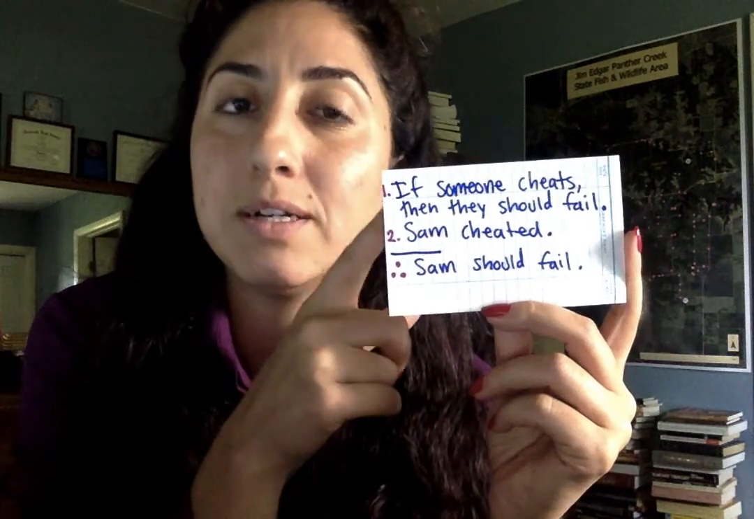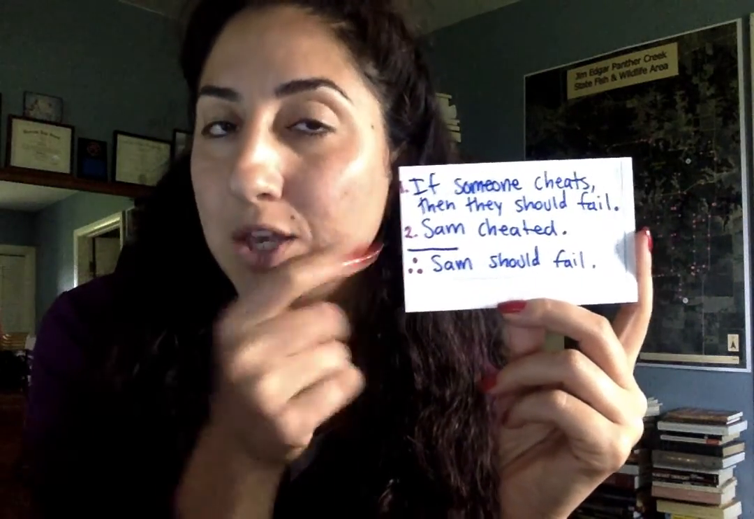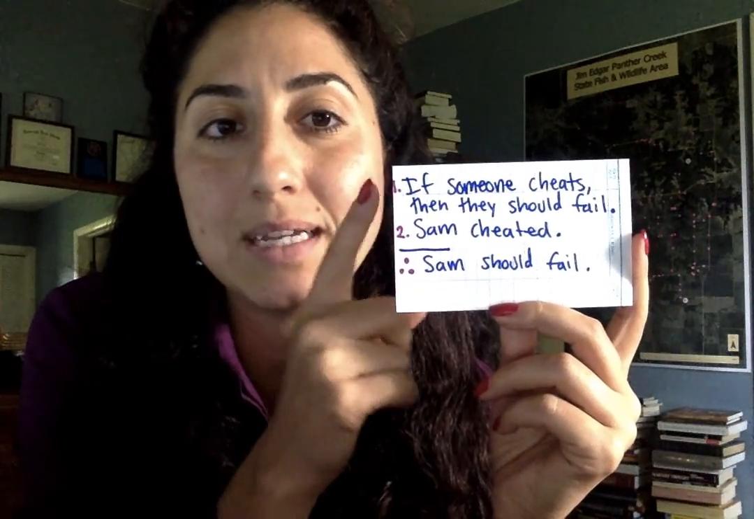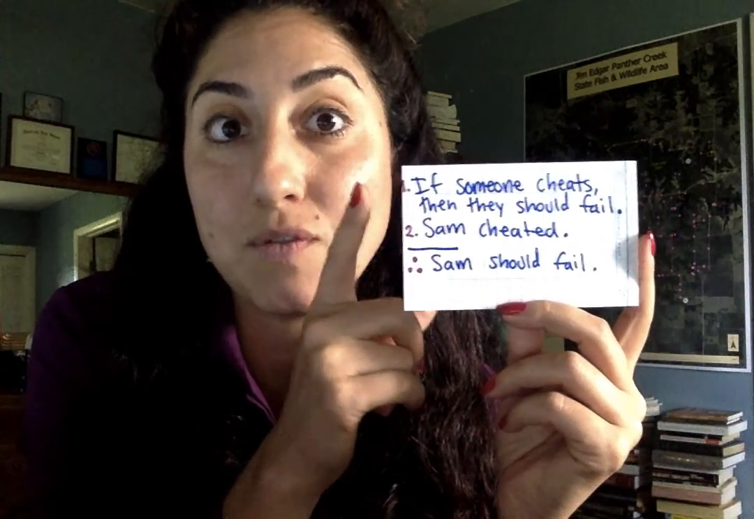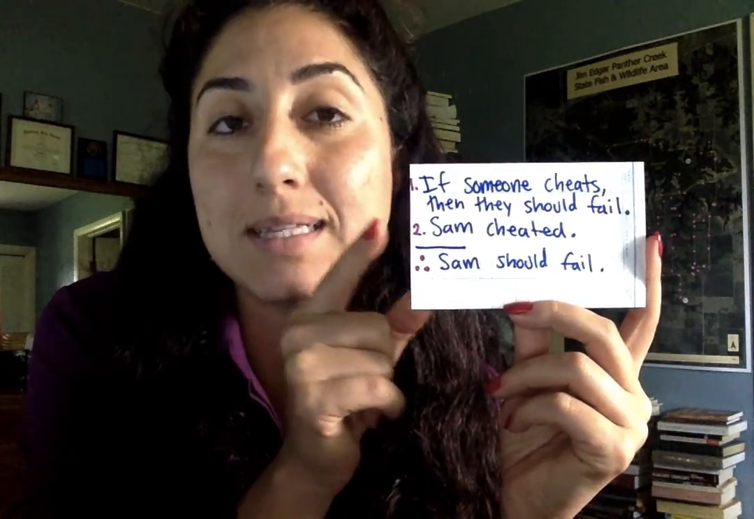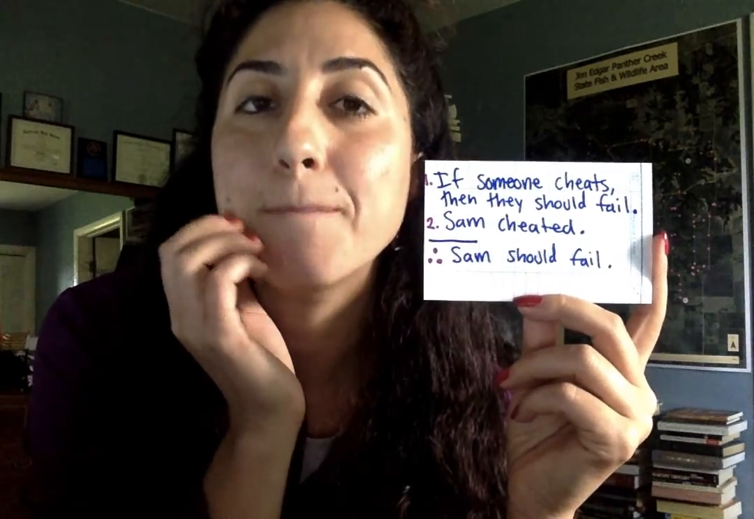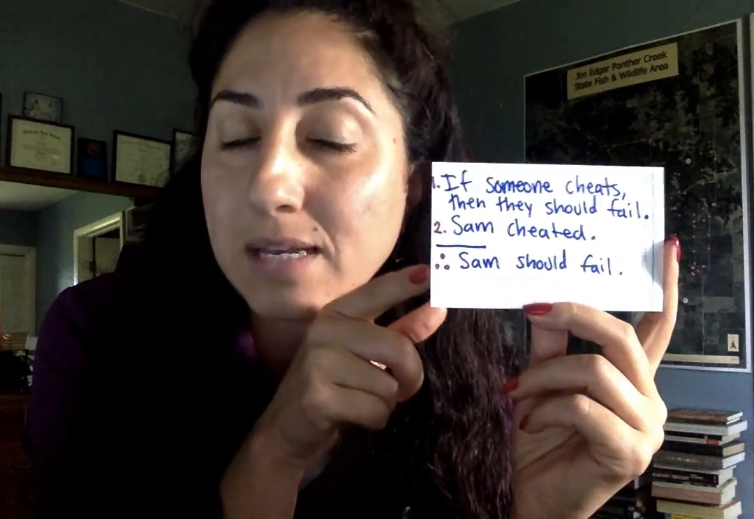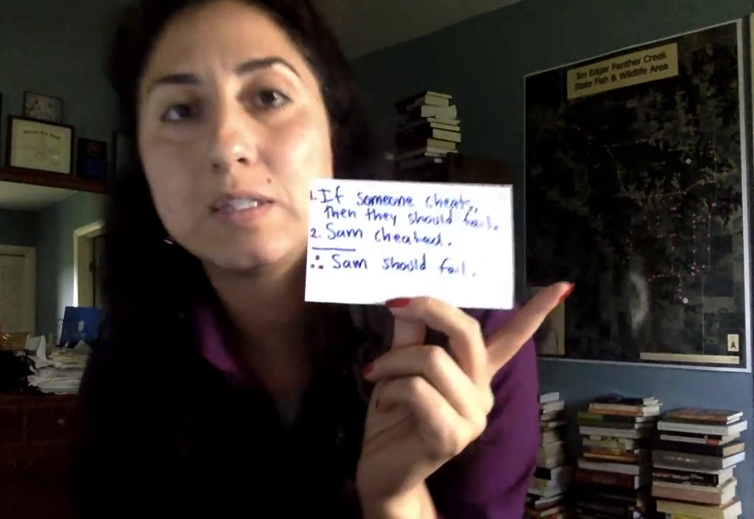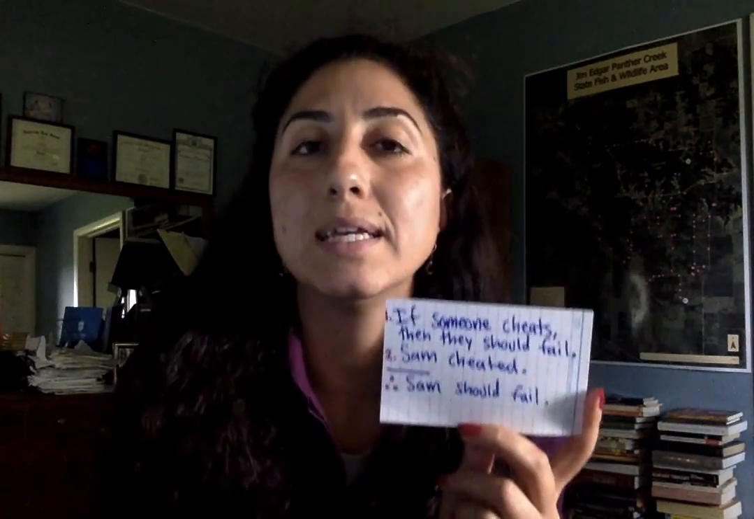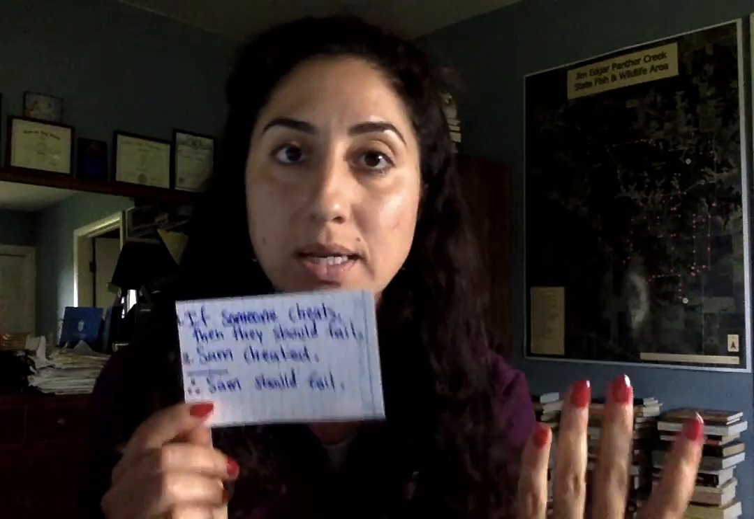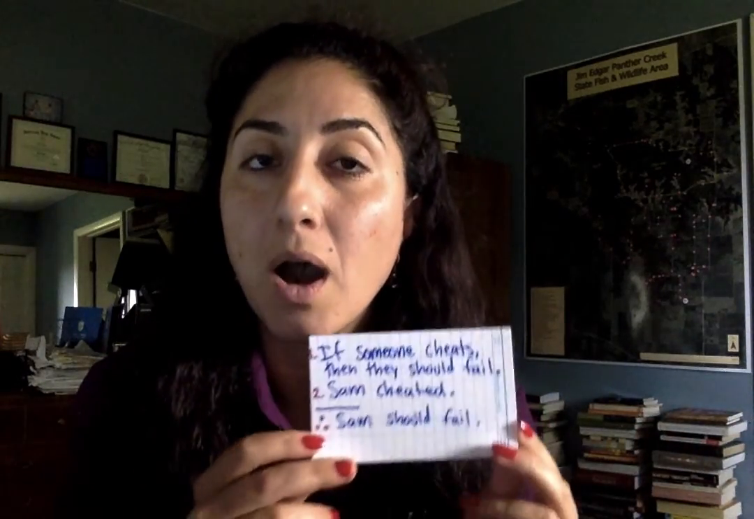So here is that same argument that you have in that self-assessment that we just looked at, and it reads that if someone cheats, then they should fail. The second premise is that Sam cheated. You must agree, if you agree with premise 1 and 2, that Sam should fail. So this is a very special argument. It is special not because of the content. We could have written anything else we wanted, but it's the form of the argument.